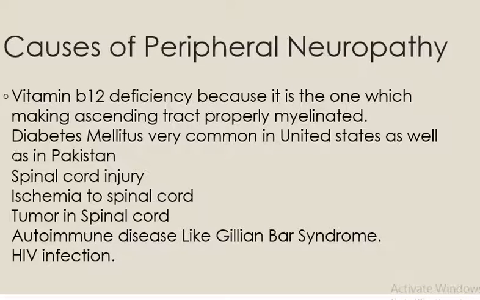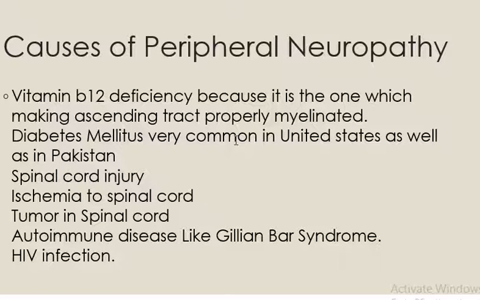So what are the causes of peripheral neuropathy? The main cause is vitamin B12 deficiency, which I already taught in previous slides, because it is what makes the ascending tract properly myelinated. That one is very important, because if someone develops vitamin B12 deficiency, the patient is unable to carry the sensation along the ascending tract. The ascending tract we call the sensory tract. So that tract becomes dysfunctional, and the patient feels abnormal sensation.